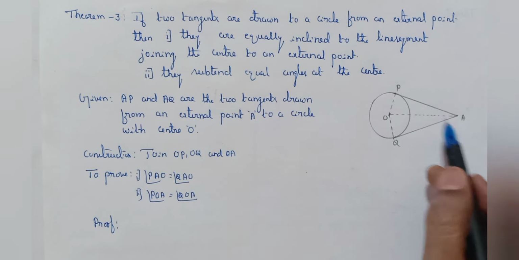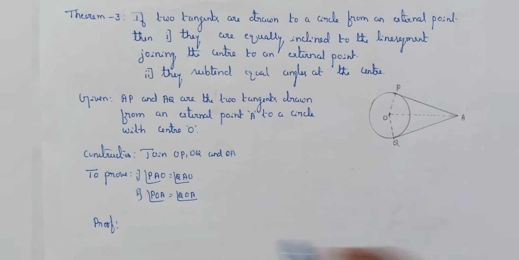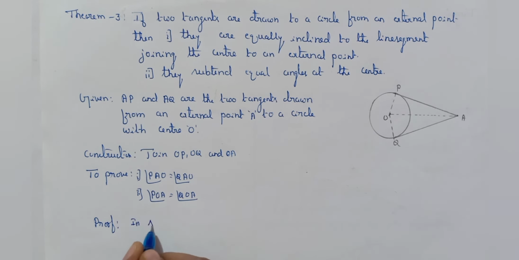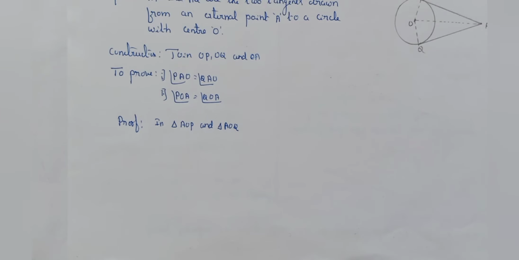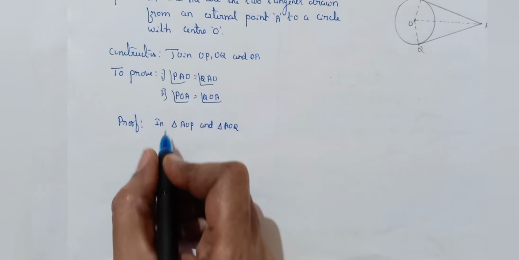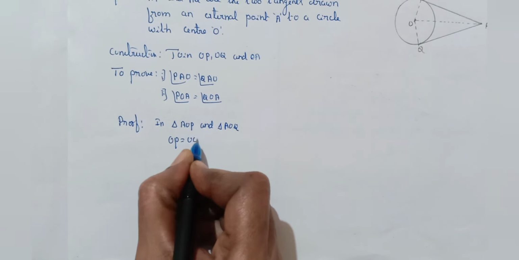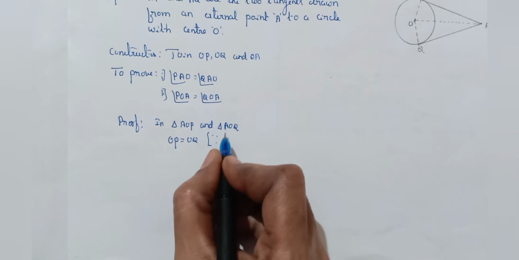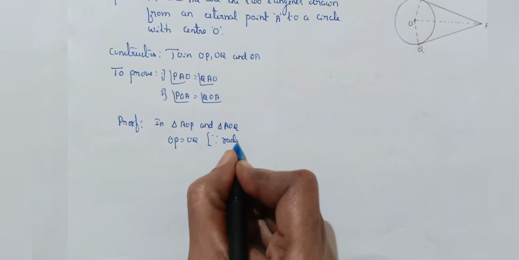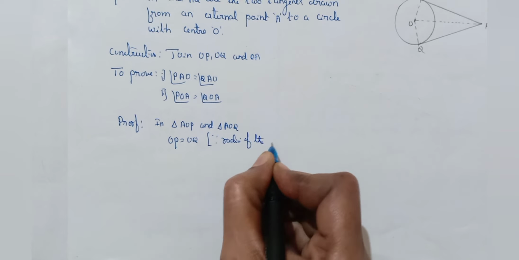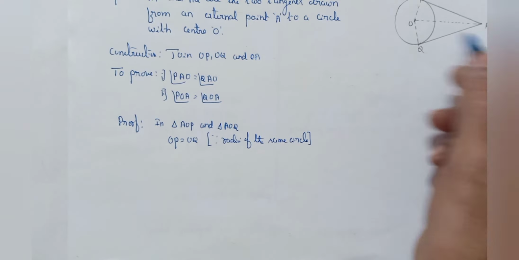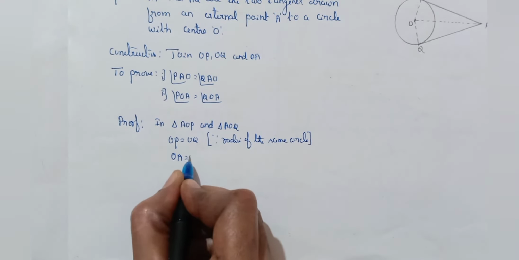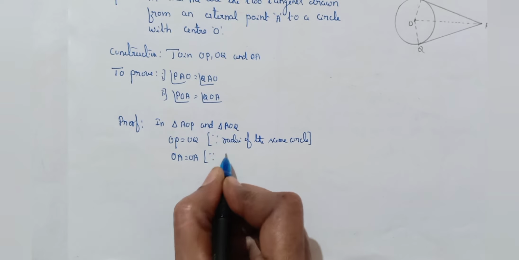Consider the triangles AOP and AOQ. In triangle AOP and triangle AOQ, OP is equal to OQ, because OP and OQ are radii of the same circle. And next, OA is equal to OA, common side.